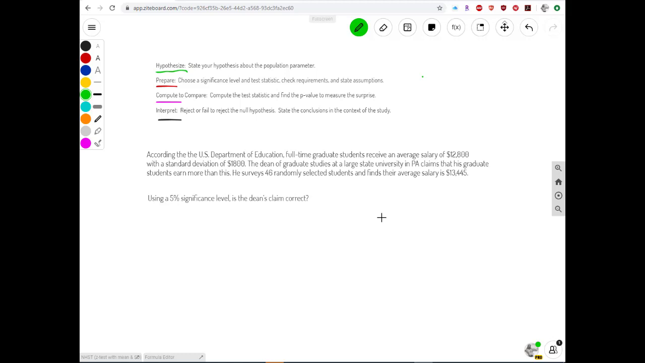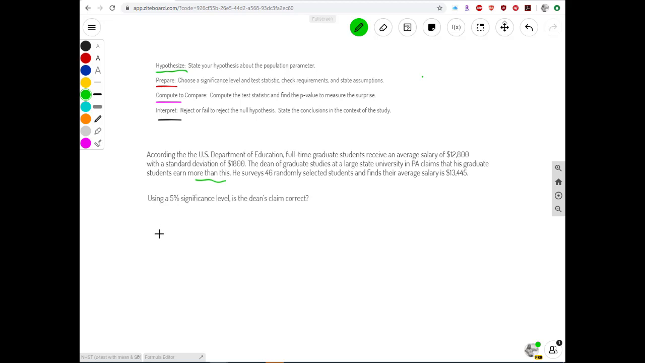Department of Education, full-time grad students receive an average salary of $12,800 with a standard deviation of $1,800. The Dean of Graduate Studies of a large-scale university in Pennsylvania claims that his graduate students earn more than this. Okay, so that's going to be important in the hypothesis. More than this. He surveys 46 randomly selected students and finds their average salary to be $13,445. Okay, and we're going to be using a 5% significance level to test the dean's claim.